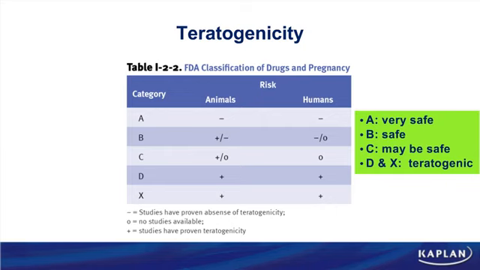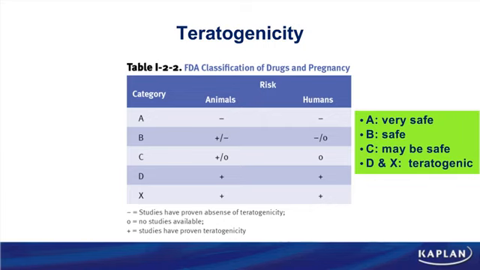And if you're thinking, how can we have a category where it's unknown, where we don't have the data? Well, how often do you think pregnant women are volunteering for clinical trials? Very, very difficult to collect this data, so it's a slow process over time. Once you get down to category D or category X, those are teratogenic drugs. Those are drugs where we have human studies that show those drugs have caused harm to the fetus.